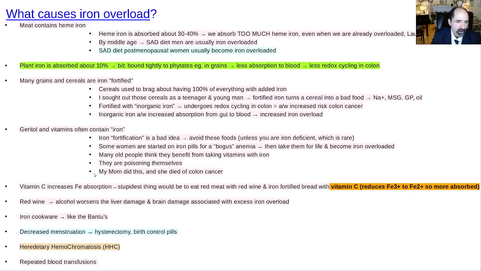Increased predisposition to iron overload. We talked about red wine being bad. All alcohol is bad. It's all bad for the liver, worsens the effects of iron toxicity on the liver. Don't eat off iron cookware. There was a problem with that amongst the Bantus in South Africa, and they were becoming iron overloaded because they had a lot of iron cookware. Decreased menstruation: anything that decreases menstruation increases a woman's risk of iron accumulation, including birth control pills. Hereditary hemochromatosis is much more common than is widely recognized. Repeated blood transfusion is a very fast way to become iron overloaded.